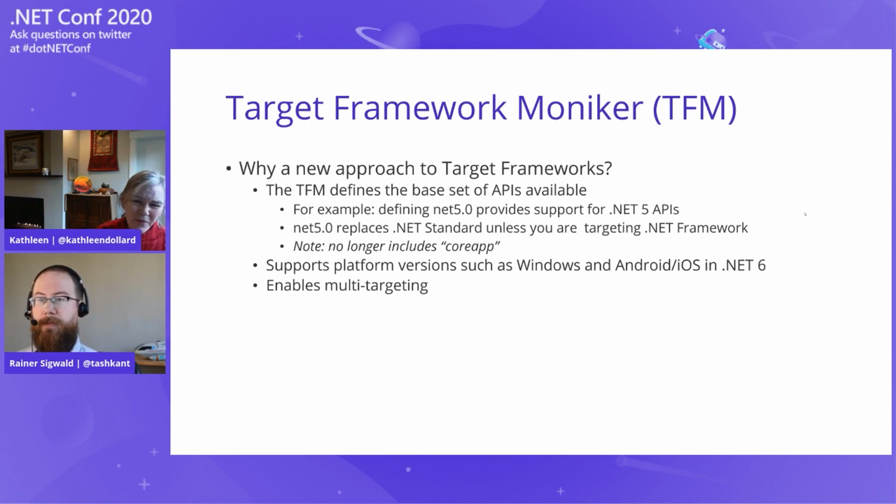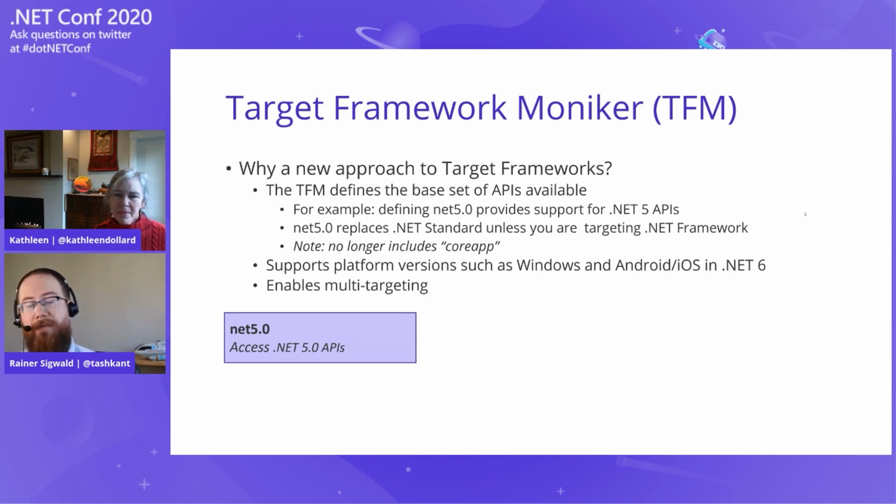So do you have some examples of some of this? Because these numbers, I mean, I'm imagining this, but what do these numbers actually look like? What do these TFMs look like? Yeah, absolutely. So you might say target framework .NET 5.0, and that means that you get access to all the great .NET 5 APIs and that you'll run anywhere .NET 5 runs.